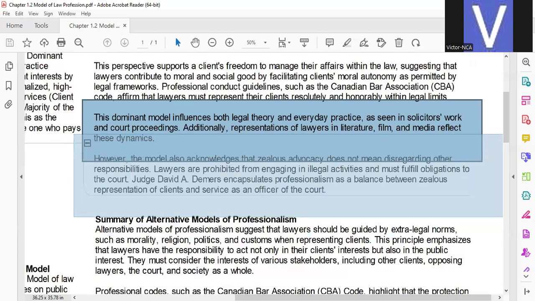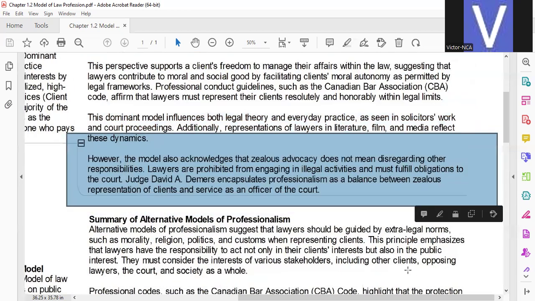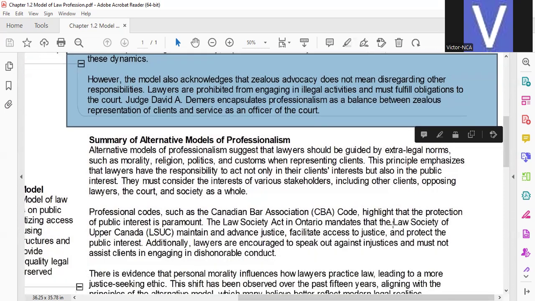However, the Model Code also acknowledges that zealous advocacy does not mean disregarding other responsibilities. As such, lawyers are prohibited from engaging in illegal activities and must fulfill obligations to the court. Judge David A. Demers encapsulated professionalism as a balance between zealous representation of clients and service as an officer of the court.